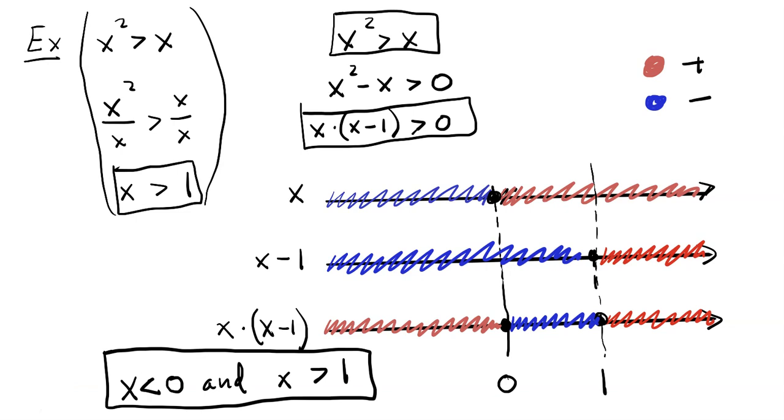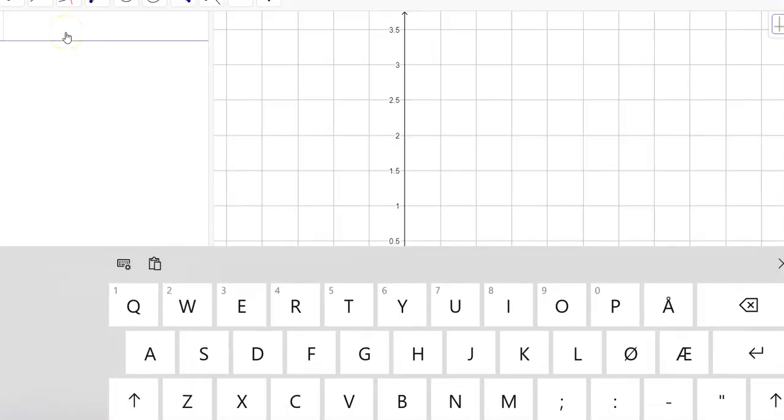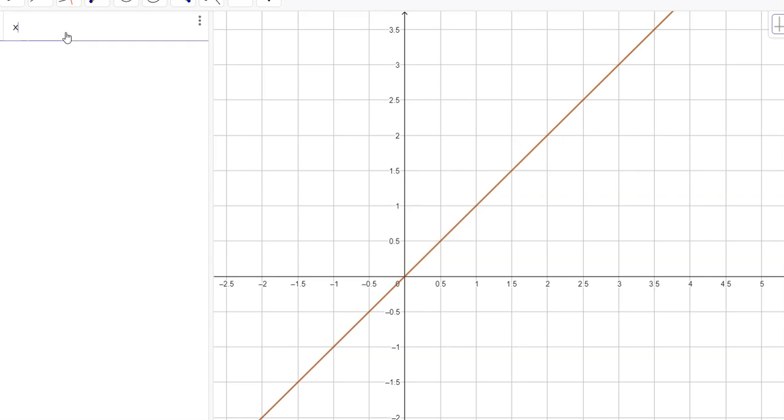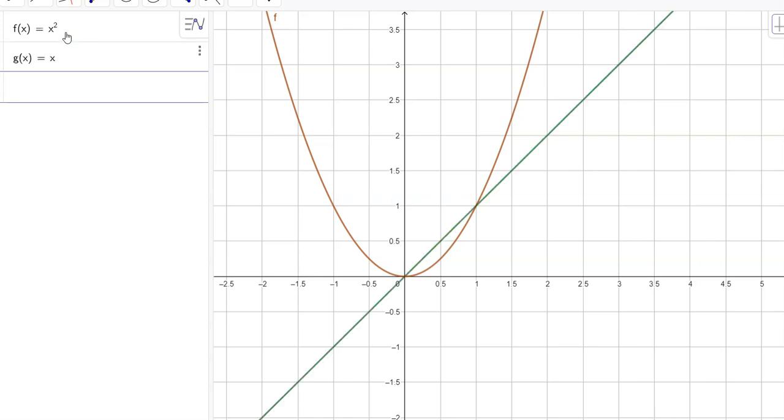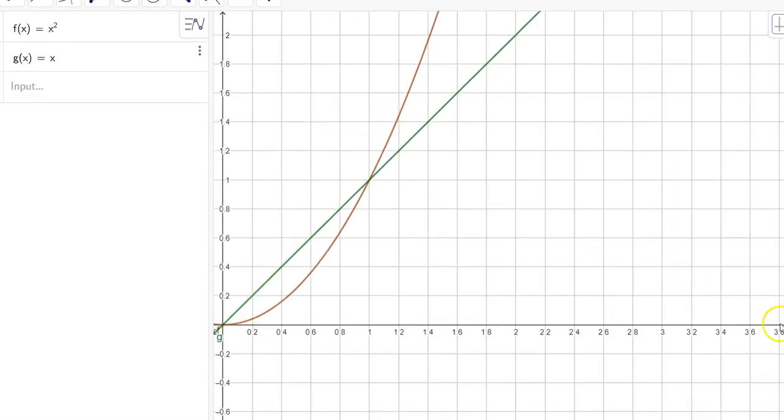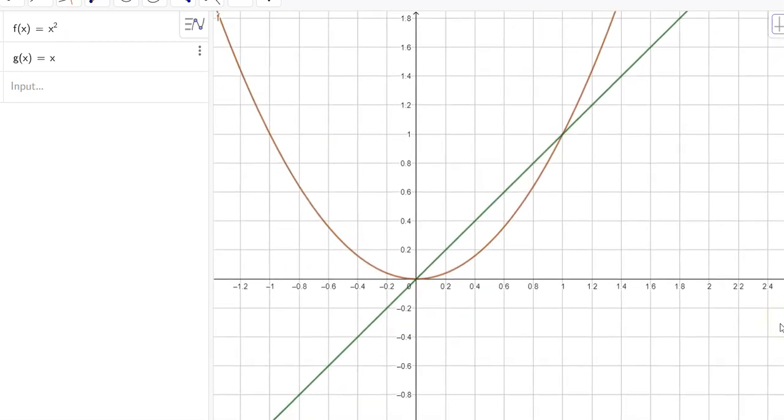You can also do it graphically. So let's now find out where x squared is larger than x. So let us draw these two curves, or these functions, x squared and x. So we see we have this situation. The red one is x squared, and the green is x. Then we ask the question, where is x squared larger than x?